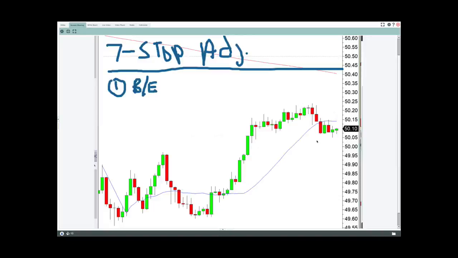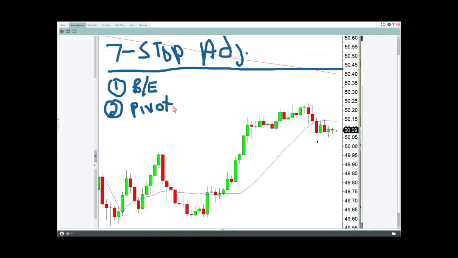All right. What's the next stop adjustment? It is called pivot. Pivot stop adjustment is easy. You know the first move up. Oh yeah, hold on. No. Break even is only on pushes, right? Not on new highs, just on pushes.